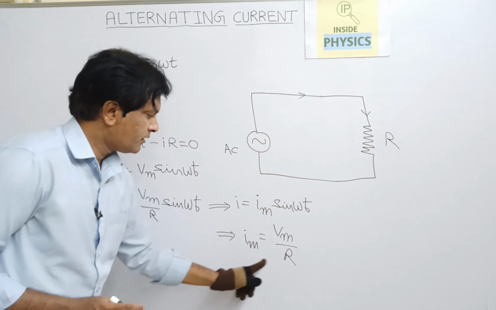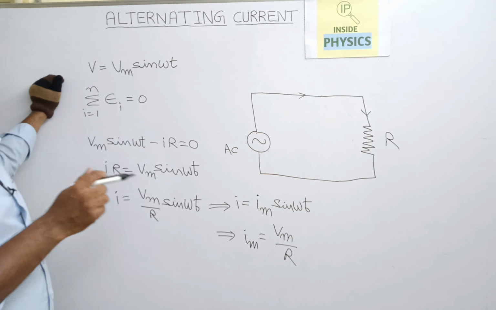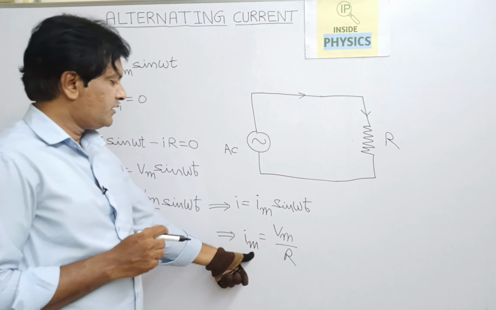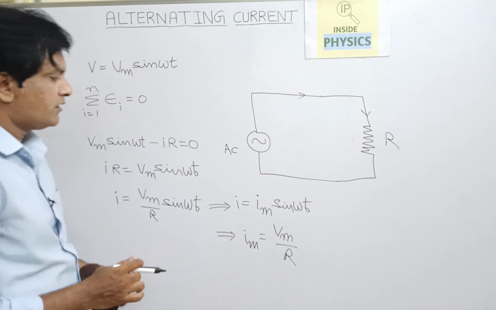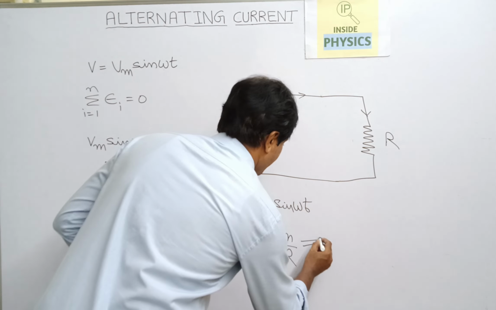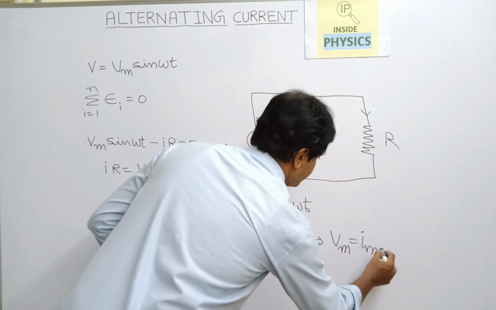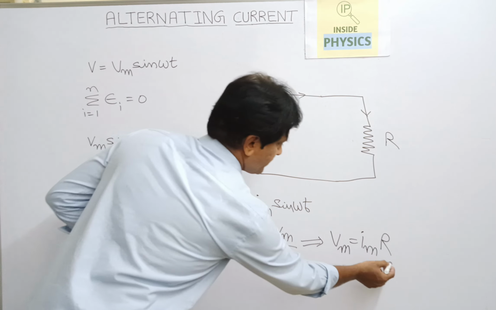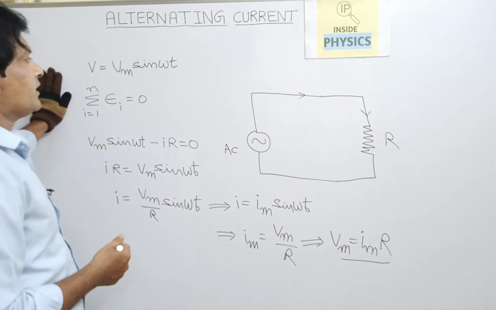So here this looks like Ohm's law. Ohm's law is applicable to both AC and DC voltages, and here the resistance is constant. This maximum current is like this. So from this we can imply that Vm is equal to ImR, which is like Ohm's law, and this one is having the relation in alternating currents also.